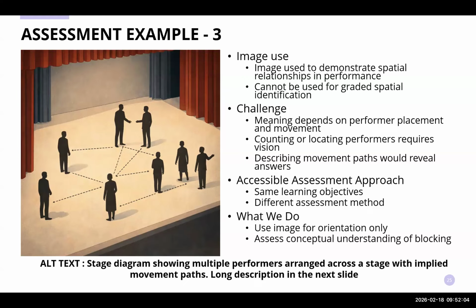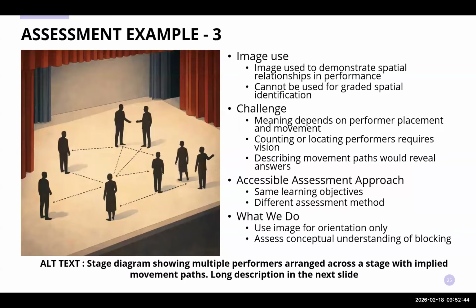So, in other words, we should not ask students to count how many performers are on the left side of the stage or identify exactly who's standing closest to the front corner, because that would require vision. The challenge is that the meaning in the stage diagram often depends on performer placements and movements. So if we provide a very detailed description of movement, paths, and position, we may unintentionally reveal the answer to the assessment question. So the accessible approach is to keep the same learning objective, but change the assessment method.